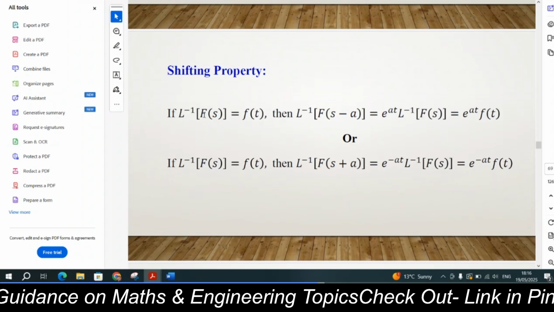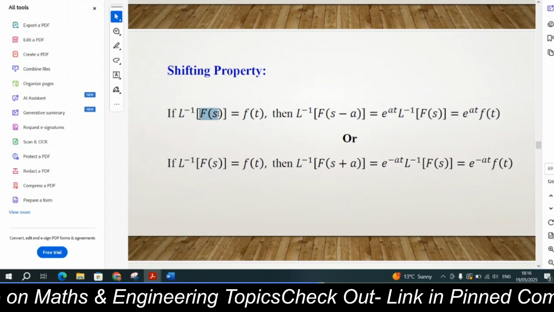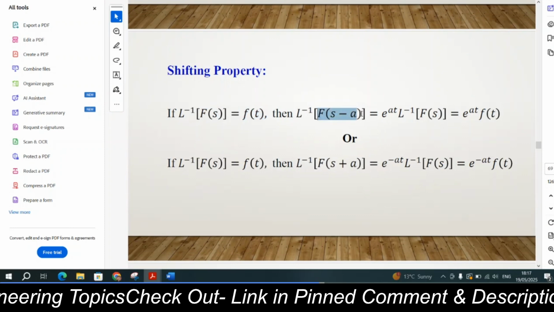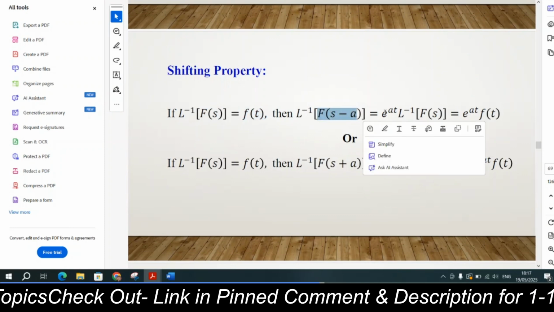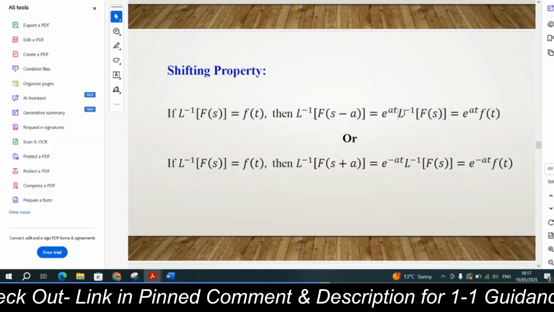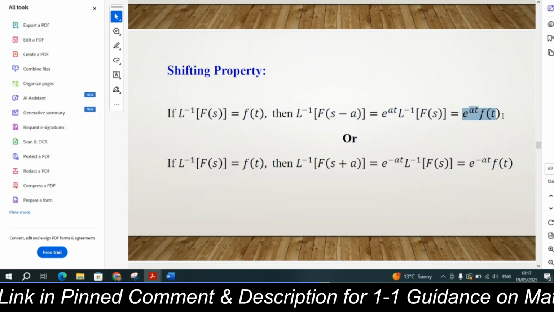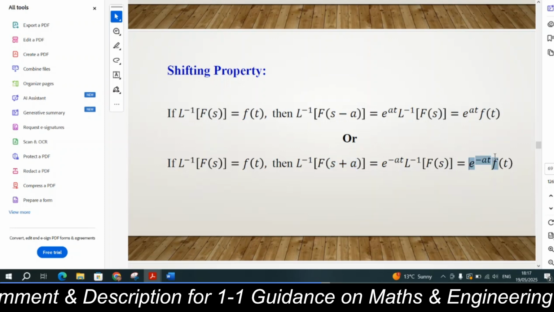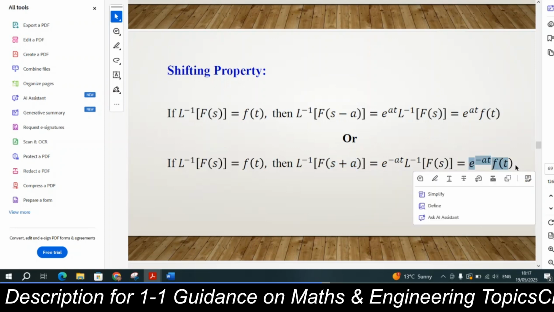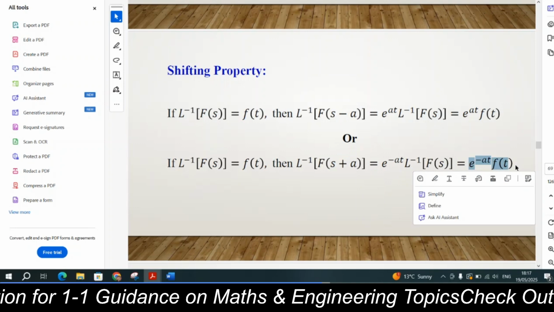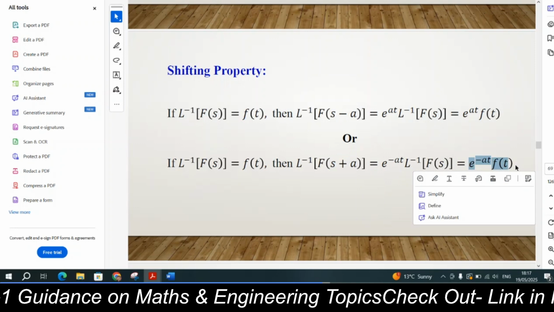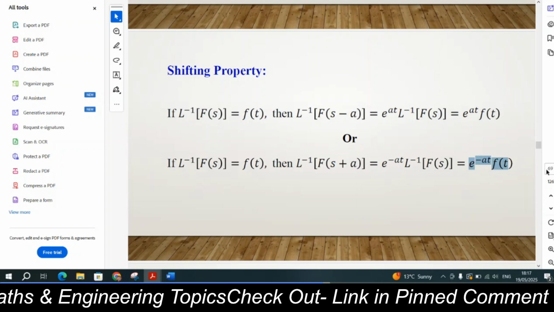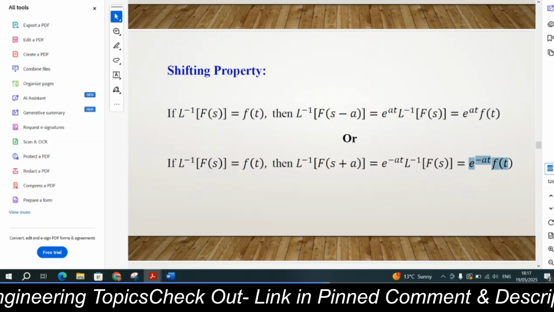Yes, sir. Now, similar to the shifting properties we had in the Laplace transform, we also have a shifting property in the inverse Laplace transform. If the inverse Laplace transform of f of s equals f of t, then if you come across inverse Laplace of f of s minus a, you can simply write it as e raised to at times f of t. That's for s minus a. Similarly, for s plus a, it will be e raised to minus at into f of t. Is the shifting property clear?